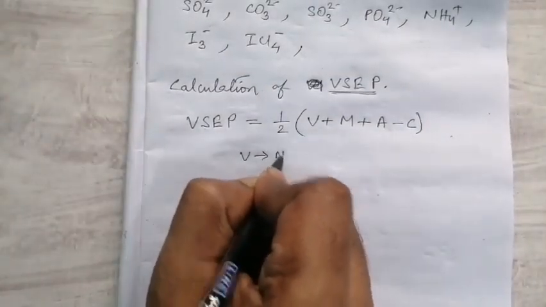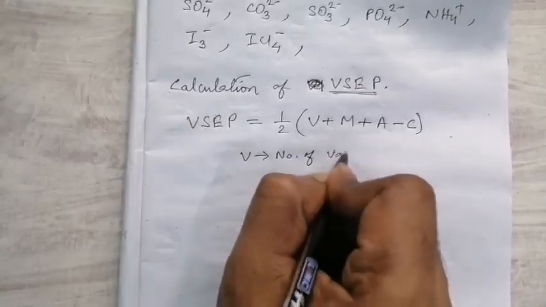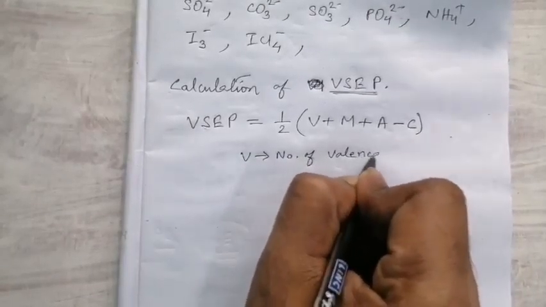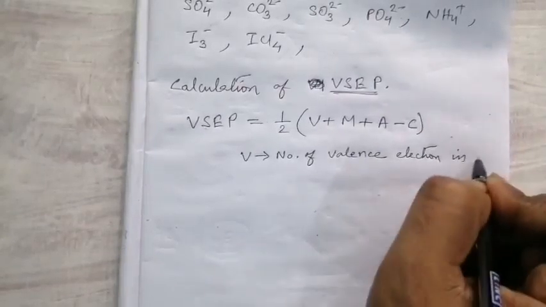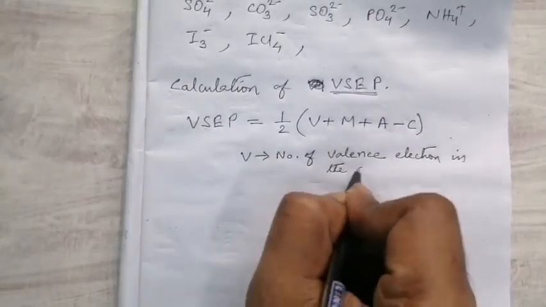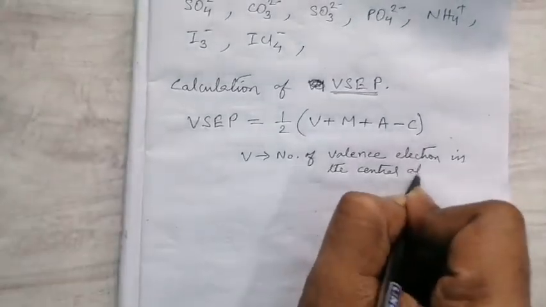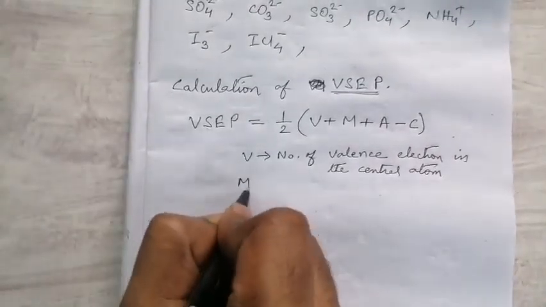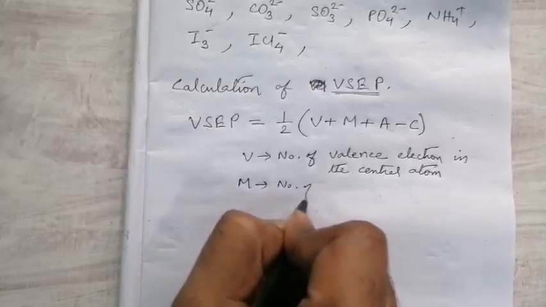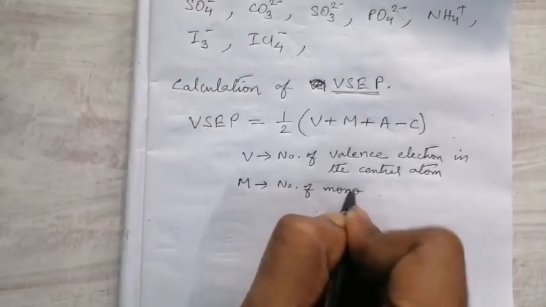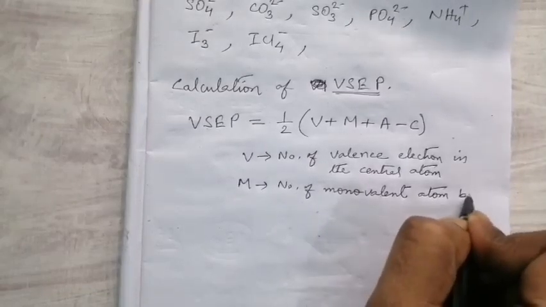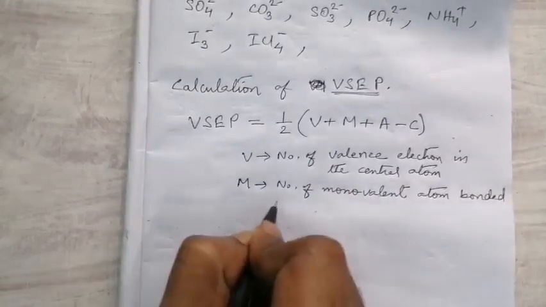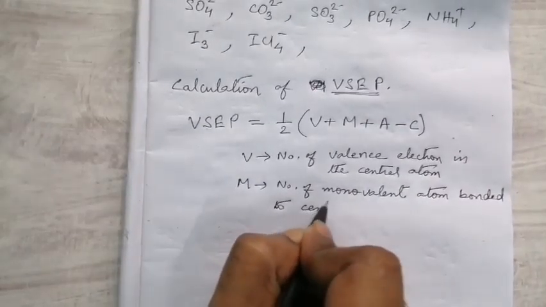Now what is V? V is the number of valence electron in the central atom. What is M? Number of monovalent atom bonded to the central atom.